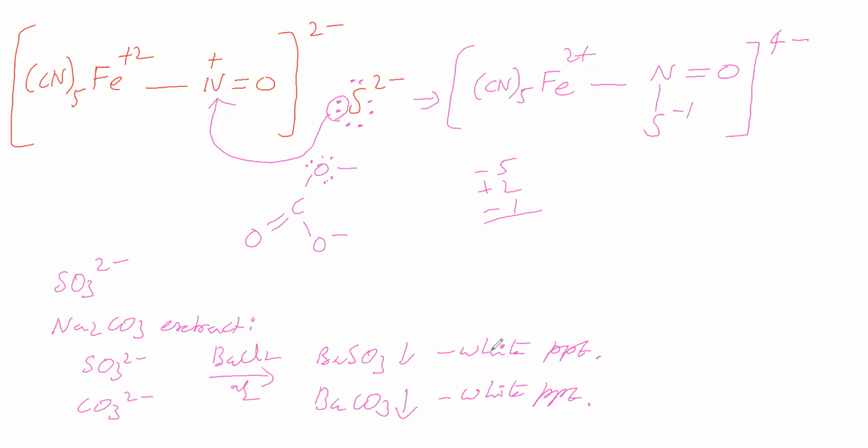But in the case of sulfide, this carbonate is not interfering. Sulfide directly attacks the nitroprusside, and we get the result. Since it is not interfering, we are not bothered about carbonate in the nitroprusside test.